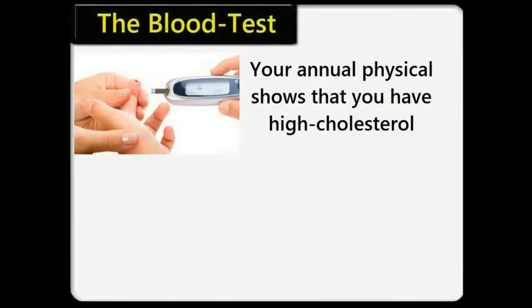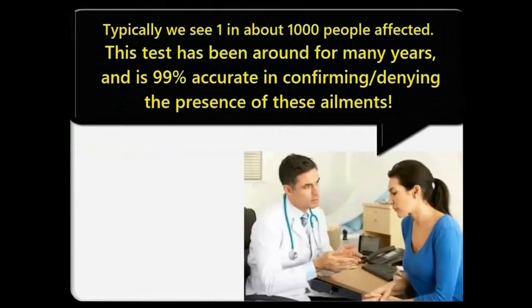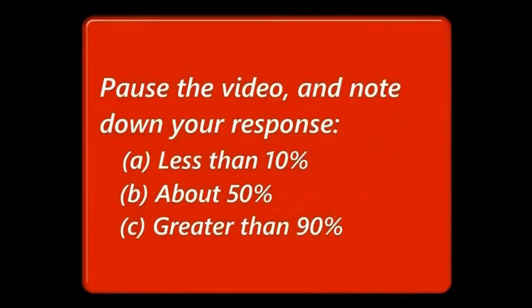The blood test. Your annual physical shows you have high cholesterol. So you ask the doctor, are you certain? And the doctor says, typically, we see 1 in about 1,000 people affected. This test has been around for many years and is 99% accurate in confirming or denying these ailments. Question. What is the likelihood that you have high cholesterol? A, less than 10%. B, about 50%. C, greater than 90%.